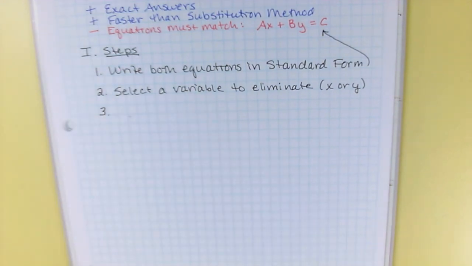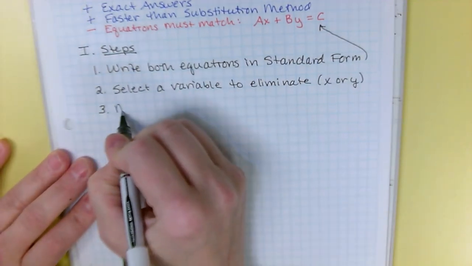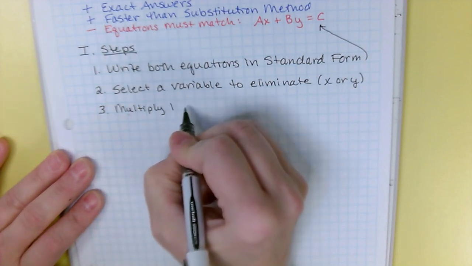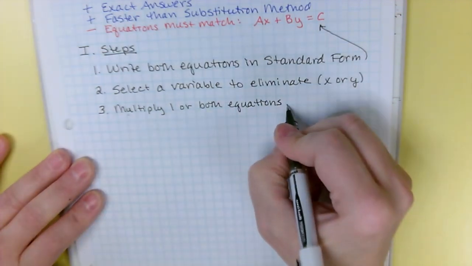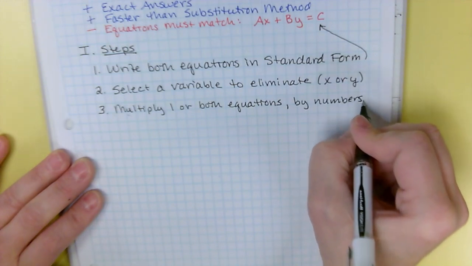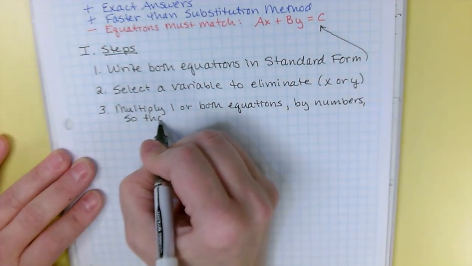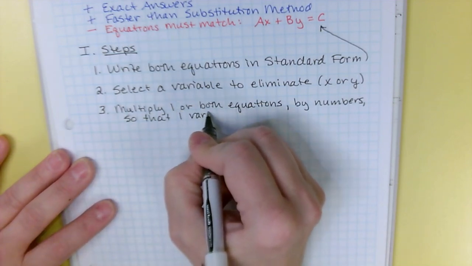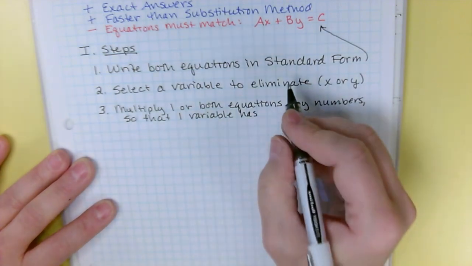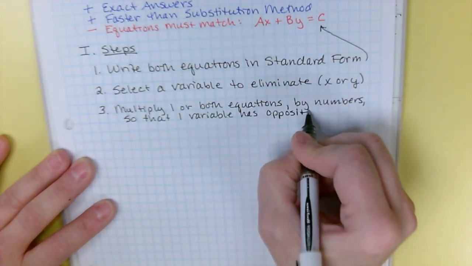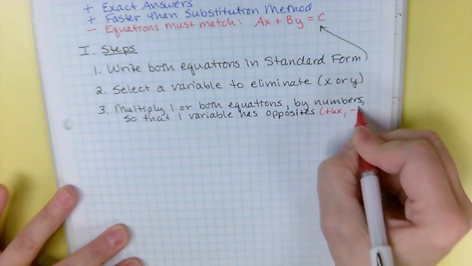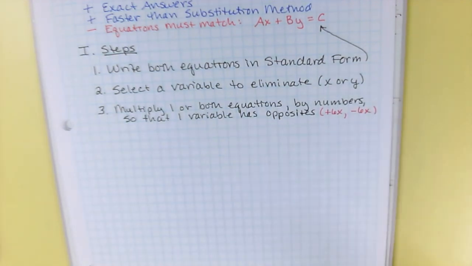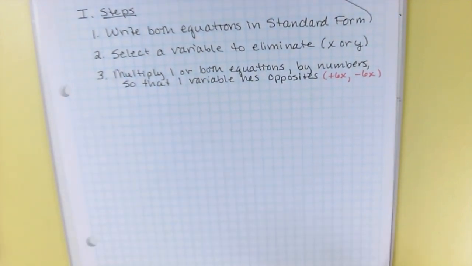Okay, here is the biggest step. This is what you're trying to make happen. You're going to multiply one or both equations by numbers so that one variable has opposites. So what do I mean by opposites? I mean, one of them might be a plus 6x, the other might be a negative 6x. Remember, opposites are the same number, but with the opposite sign. So you're forcing those equations to have either x or y have opposites.